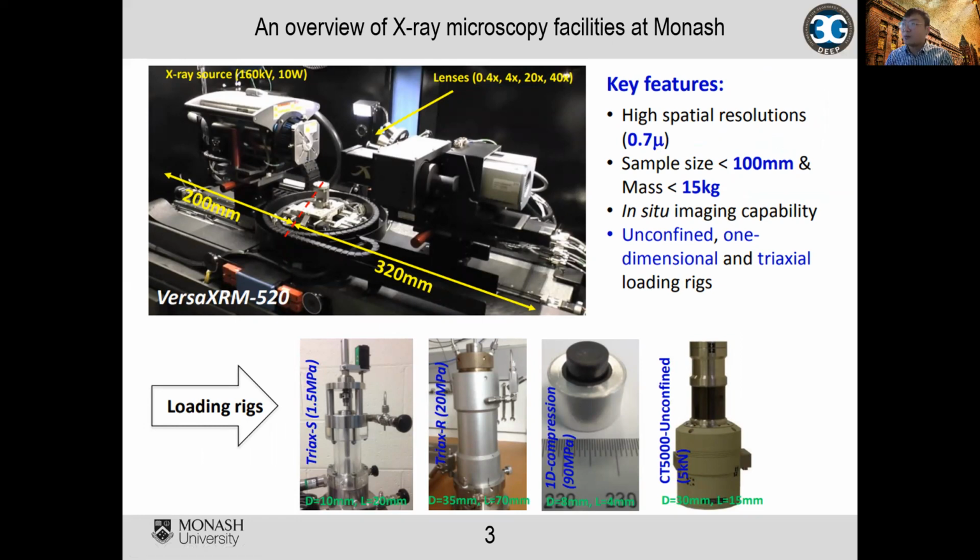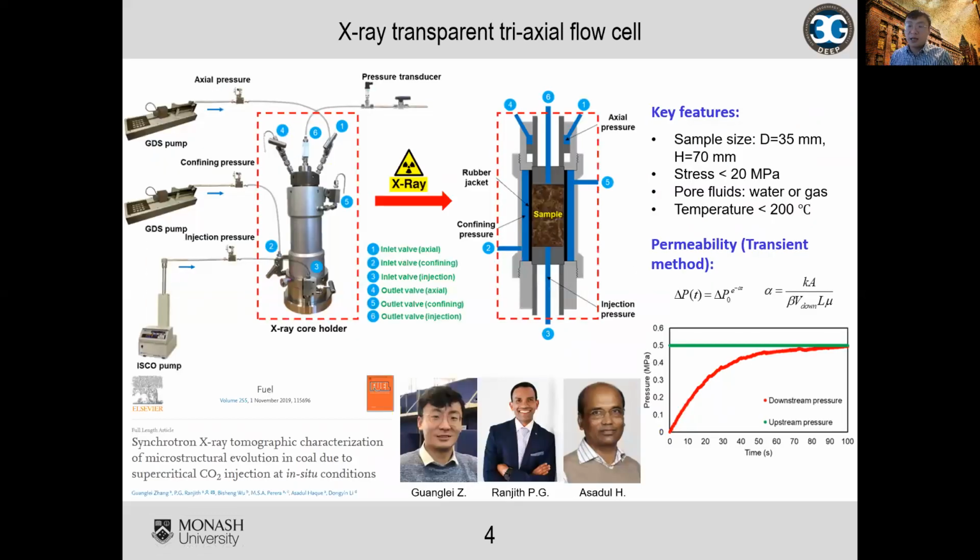In my PhD, I was using this tri-axial flow cell to study CO2 sequestration in coal. This cell is made of aluminum and is compatible with X-ray CT imaging. The cell allows pore-scale imaging of fluid flow in porous rocks using X-ray combined with core flooding experiments.